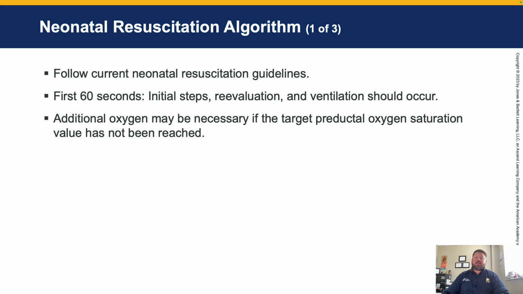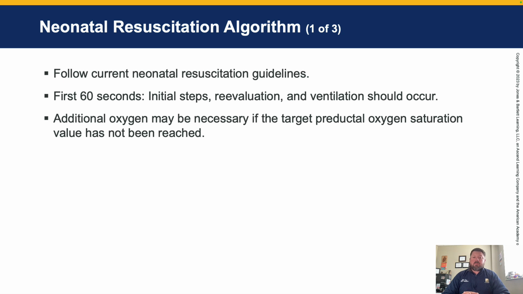If still apneic or have a pulse rate of less than 100 beats per minute after 30 seconds of drying and stimulation, you should begin positive pressure ventilations by a newborn-sized bag mask device. So let me repeat that. If the patient is still apneic or has a pulse rate of less than 100 after the first 30 seconds of drying and stimulation, then we begin PPV.